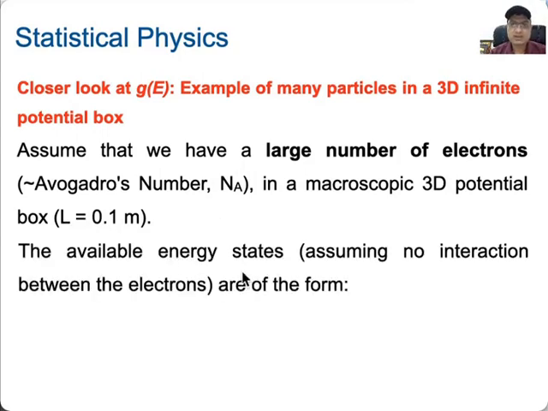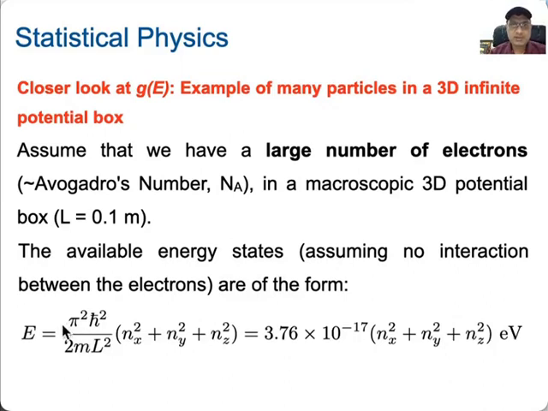So the available energy states, assuming there is no interaction between the particles, are of the form, remember this is what we have written. Going back to your particle in a box lecture, the total energy is written as E = π² ħ² / (2mL²) times (nx² + ny² + nz²), and these individual terms come from each dimension. Since we are considering a three-dimensional infinite potential box, each one is coming from one dimension.